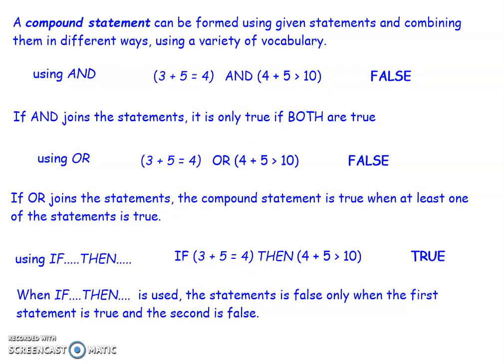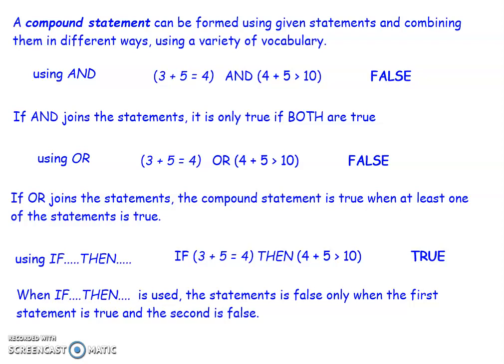We also can make compound statements. Now these can be formed using given statements and combining them in different ways using a variety of vocabulary and various words and phrases associated with it. So we can use the word and. So for example, I could say 3 plus 5 equals 4 and 4 plus 5 is greater than 10. Now that is false because if and joins the statements, it's only true if both of them are true. And neither of them are true, so it's false.